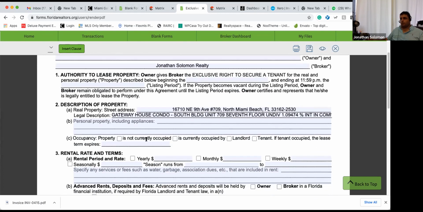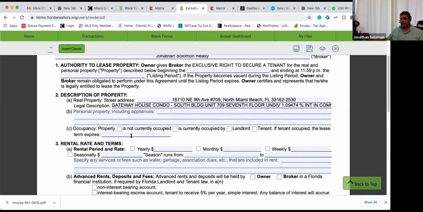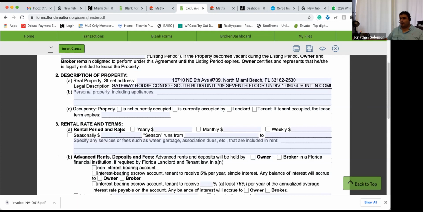Occupancy. Is the property currently not occupied? Is it occupied by the landlord, by a tenant? And if by a tenant, when does the lease end? The rent rate and period. Is it going to be rent yearly, let's say for $30,000 a year? Is it going to be rent monthly for $3,000 a month? Is it going to be rent weekly for $900 a week? And so on. Is it going to be rent only seasonally? Maybe the landlord is using it during the winter and he wants to rent it during the summer. What would be the amount, and from when to when?